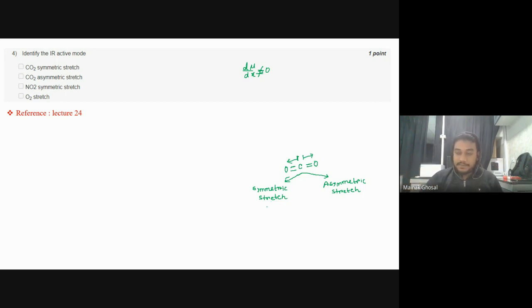That means your dipole moment will not change, because suppose at some point of vibration it is increasing by that much, then your other bond will change by the same amount, so they will always cancel each other, and the dipole moment will be zero. So d mu by dx will be zero, so it is an IR inactive mode.